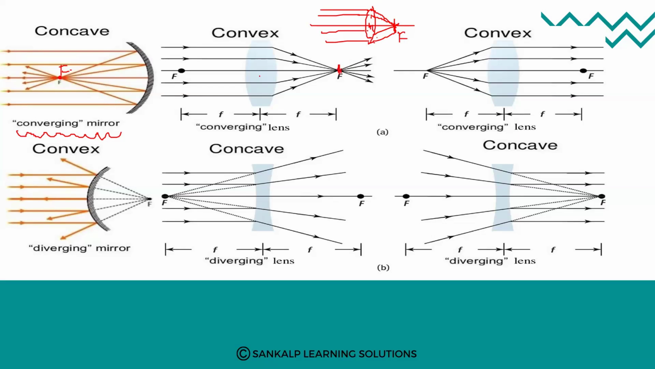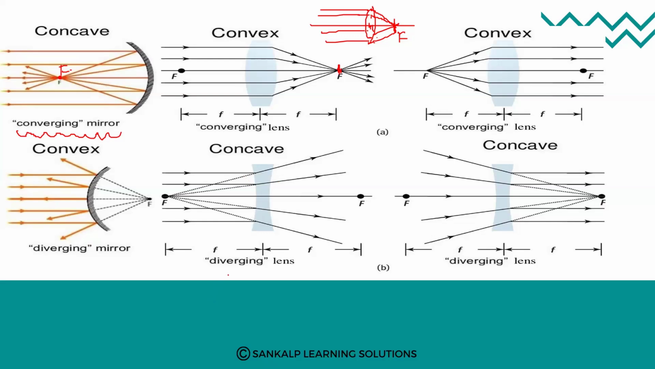Rays are converging. Therefore, concave mirror is called a converging mirror and convex lens is called a converging lens. Have you got my point? Concave mirror is called a converging mirror and convex lens is called a converging lens.